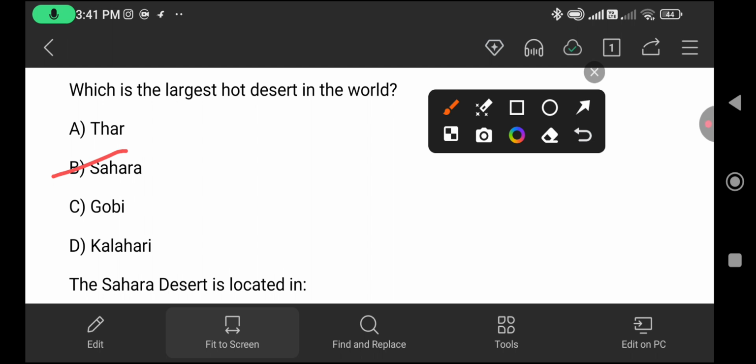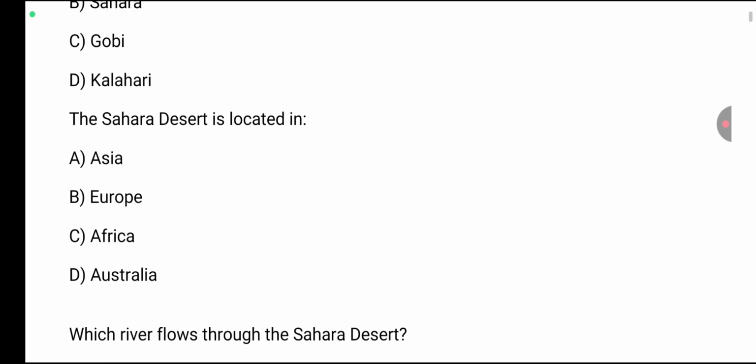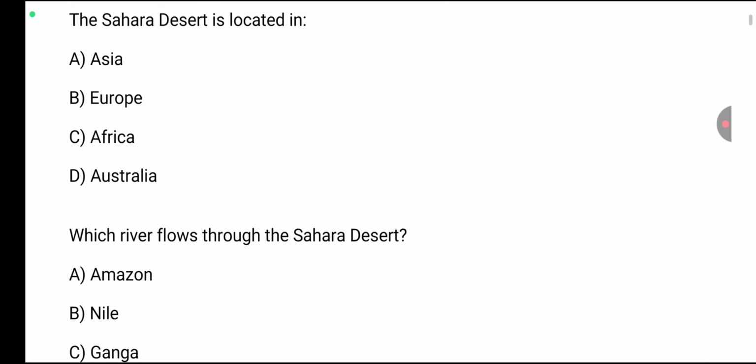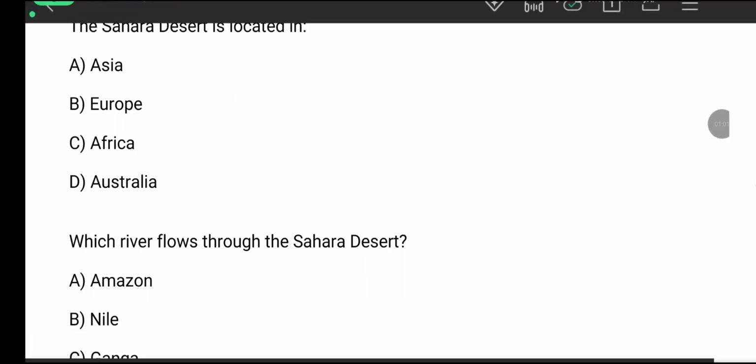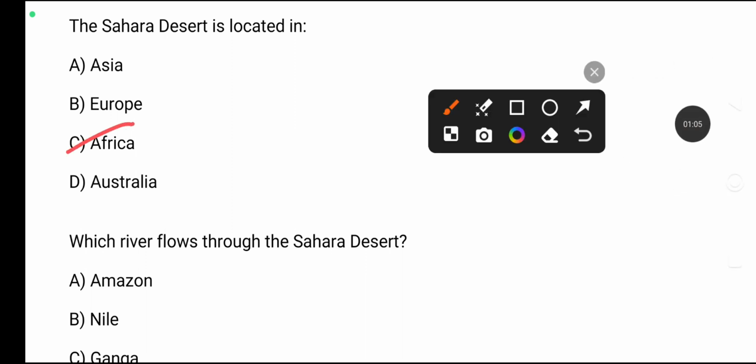Now moving on to another question. Question number 2: the Sahara Desert is located in Asia, Europe, Africa and Australia. What will the answer be? The answer will be C, that is Africa. The Sahara Desert is located in the continent of Africa.